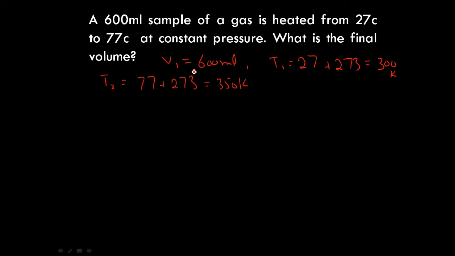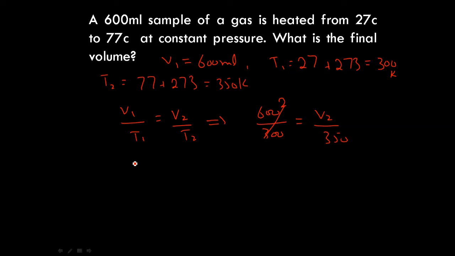So now we have temperatures and initial volume, so we can use the Charles's law relationship. V1 over T1 equals V2 over T2. By putting in the values, 600 over T1, which is 300, equals V2 divided by T2, which is 350. So it's 2. So 2 times 350 equals V2, and this implies that V2 equals 700 ml. Now this is the answer.